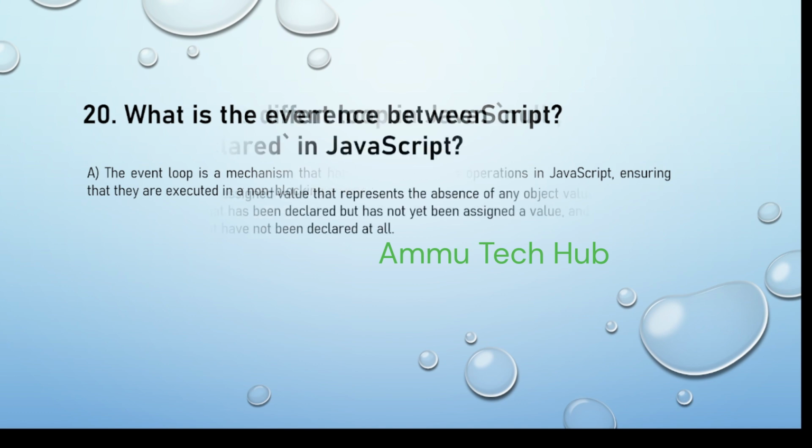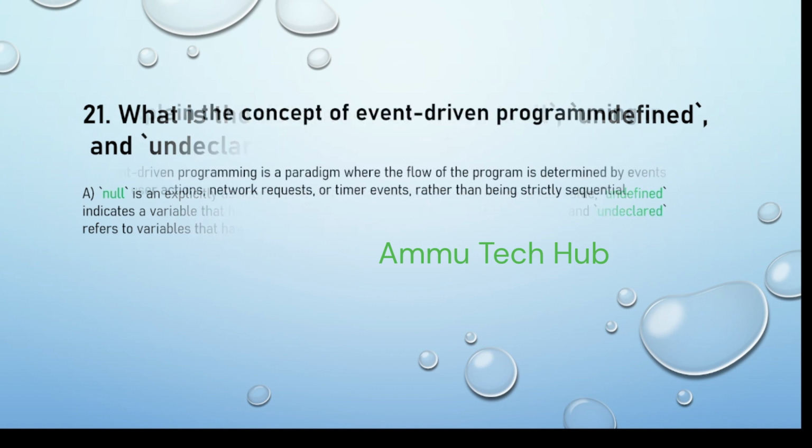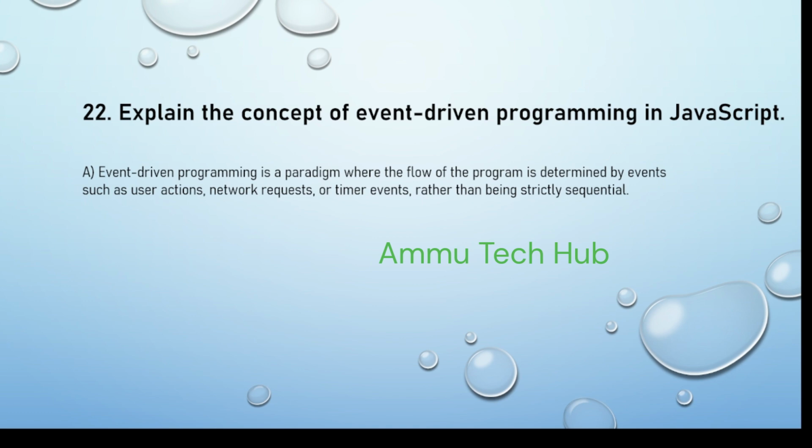What is the difference between null, undefined, and undeclared in JavaScript? Null is an explicitly assigned value that represents the absence of any object value. Undefined indicates a variable that has been declared but has not yet been assigned a value, and undeclared refers to variables that have not been declared at all. Explain the concept of event-driven programming in JavaScript. Event-driven programming is a paradigm where the flow of the program is determined by events such as user actions, network requests, or timer events, rather than being strictly sequential.